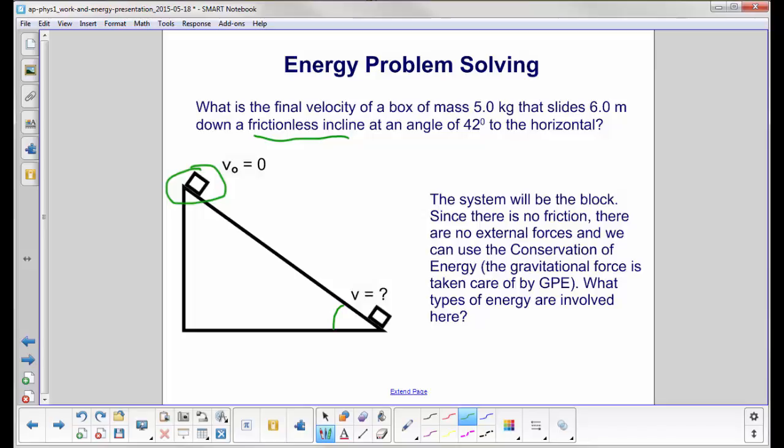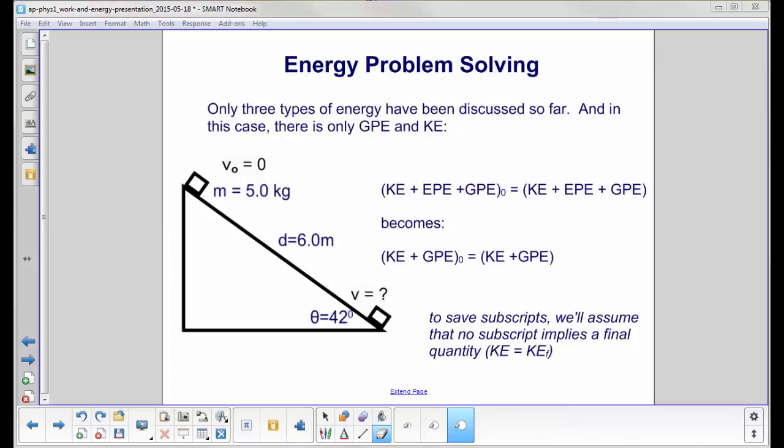There are no external forces, and we will use the conservation of energy. The gravitational force is wrapped up in the gravitational potential energy as part of the system. And first of all, let's identify what types of energy are involved here. We've dealt with 3 types of energy so far: gravitational potential energy, kinetic energy, and elastic potential energy.